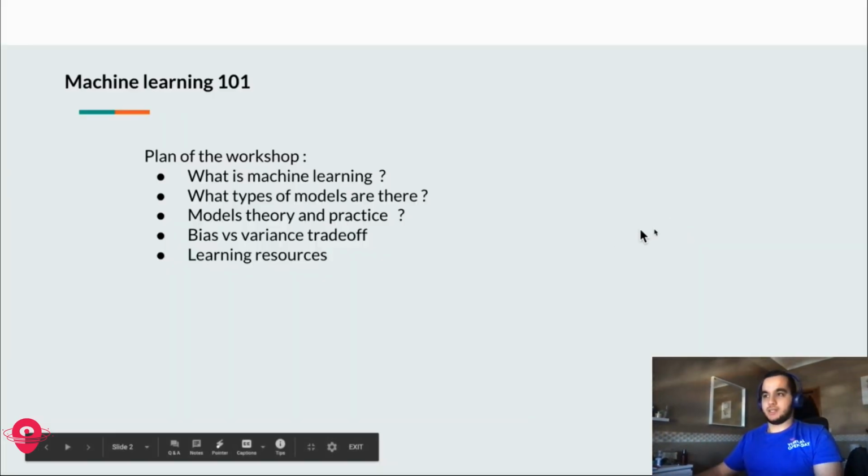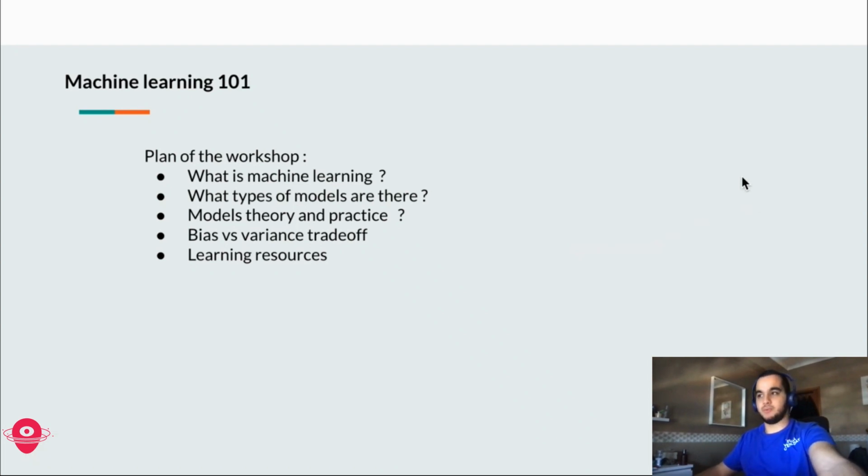So let's get started. The plan of the workshop is going to be the following. We're going to start by defining what machine learning is and what the concepts behind it are. And then we're going to see the types of models and the families and how they are categorized. And then we're going to jump into some examples of certain models. We're going to see the theory behind them, as well as the practice and how we can actually implement them using Python. And then we're going to talk about this very important point called the bias versus variance trade-off, which is a very crucial point to understand when it comes to training and building these models. And then in the end, we're going to provide you with the learning resources needed so you can dive deeper into each of the points that we are going to talk about today.